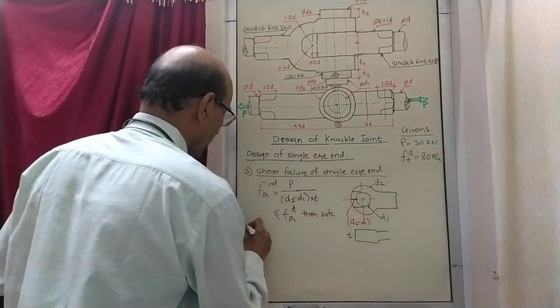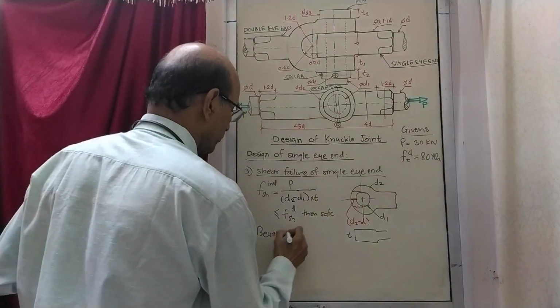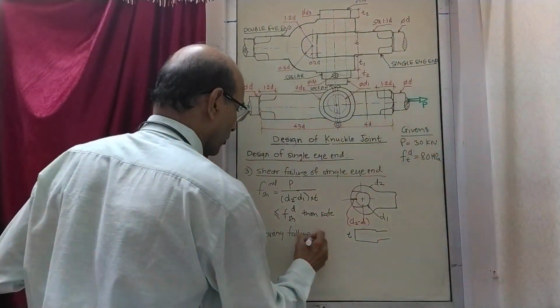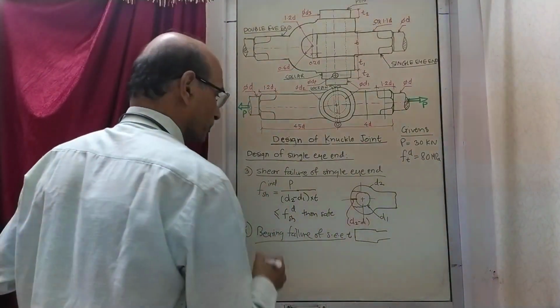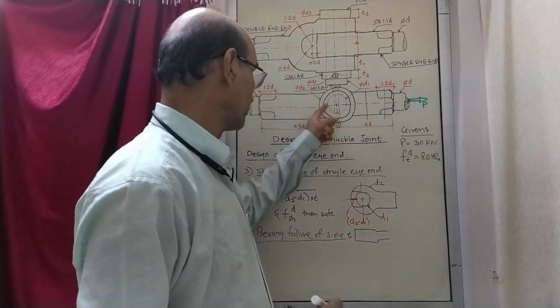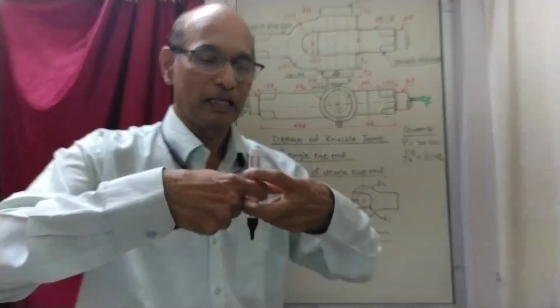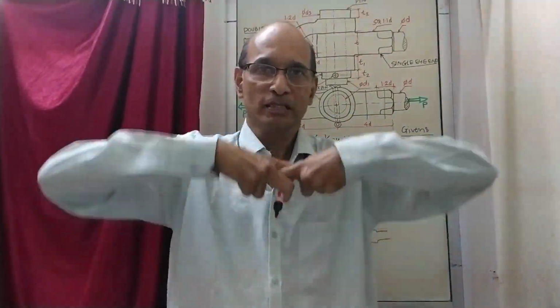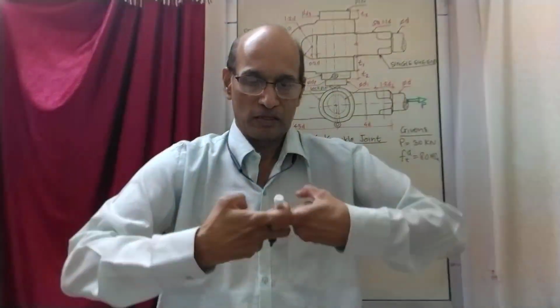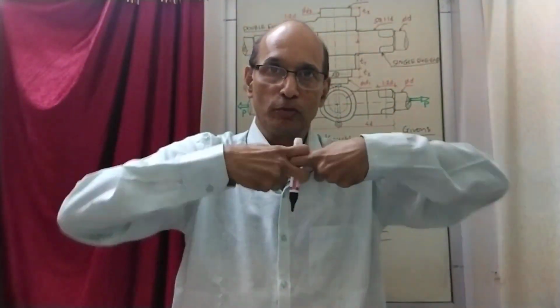Okay, now the next way of failure, that is the bearing failure of the single eye end. Now what does this mean? In this single eye end there is a pin, so it is something like this. There is a single eye end and there is a pin, and at this place some such action is going to take place during the load. When the load is there, there is also going to be a rubbing action.